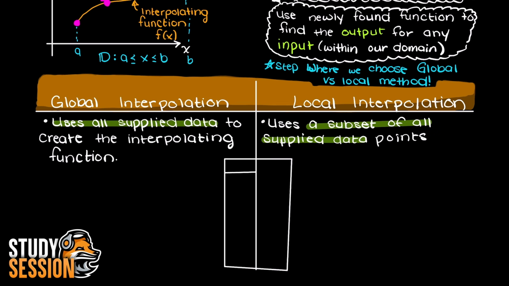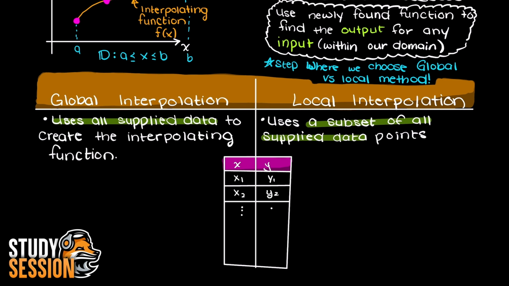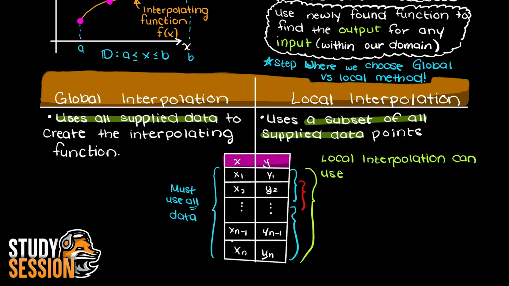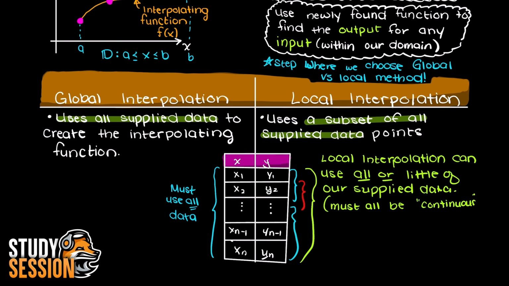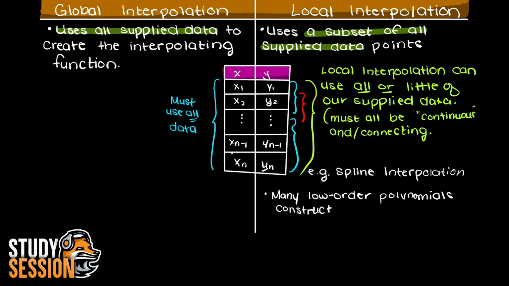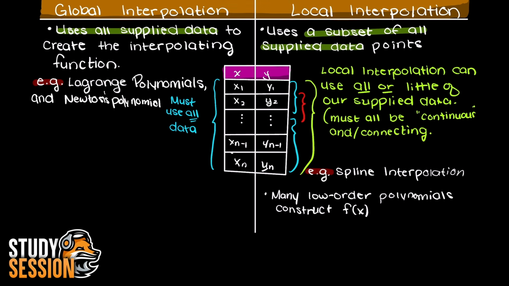An example of a local interpolation method is spline interpolation, which will be talked about over the next couple of videos. So if you can imagine this table here with all of our possible data points contained within it, this is the only data we can use when creating a global interpolating polynomial. Meaning, no matter what method we use, be that Lagrange interpolation, Newton's divided difference, or something else, we are going to get the exact same global interpolating polynomial.